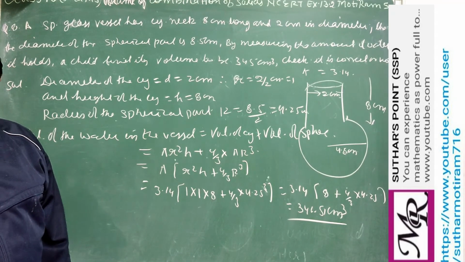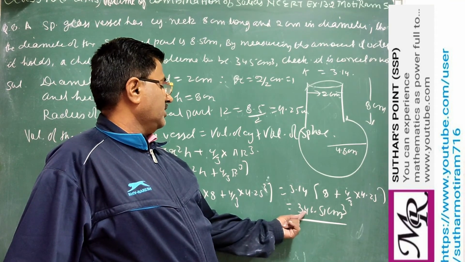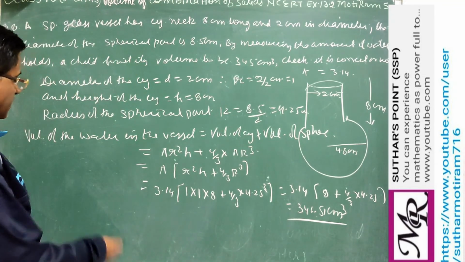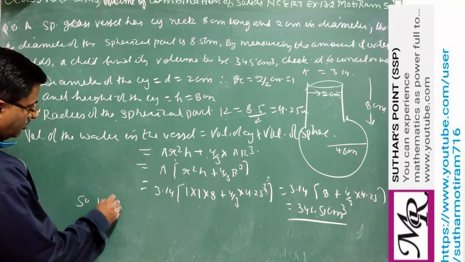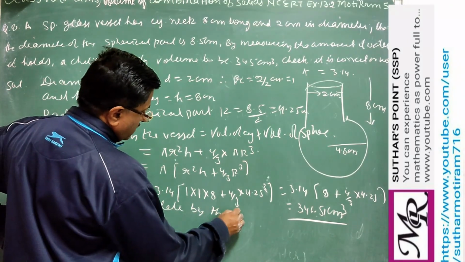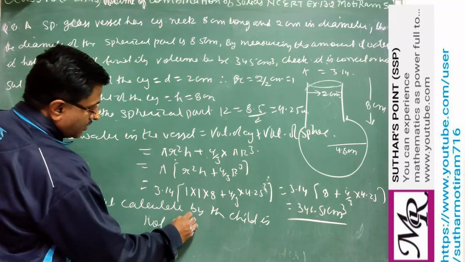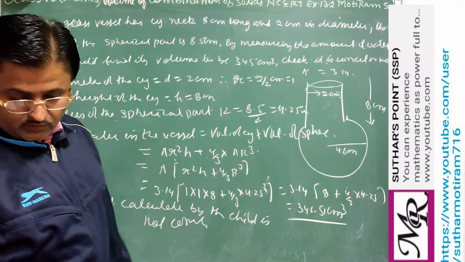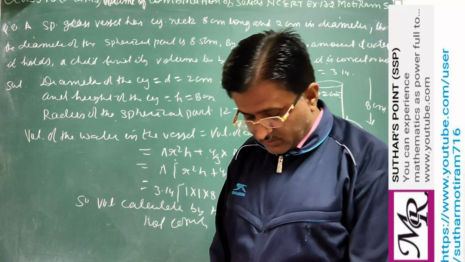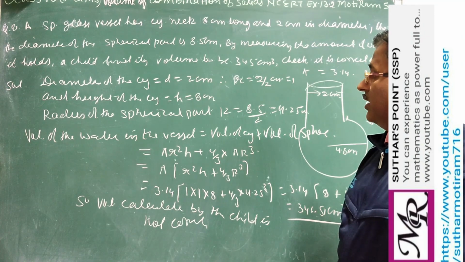Clear? So the volume of the water in the vessel, and the child calculated 345. So we can say the answer is not correct. If you see, approximately you can take 346.5, that is 347. So it is not correct. The volume calculated by the child is not correct, because it should be 346.51. So dear student, we have solved all the questions of this exercise 13.2. Thanks for watching and have a nice day.